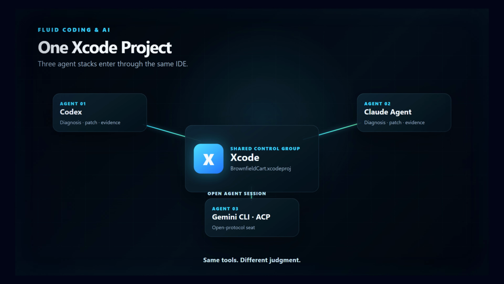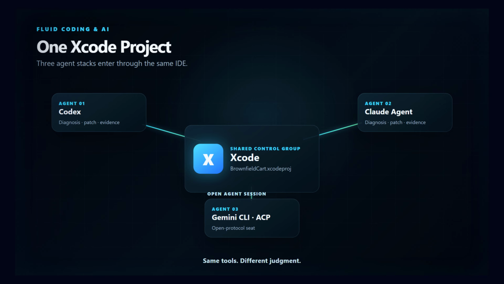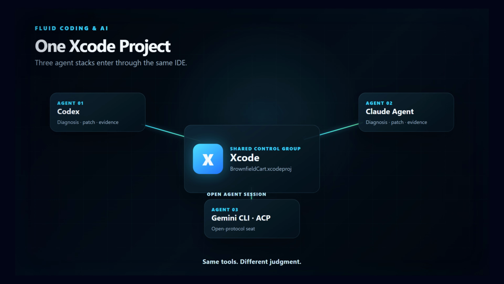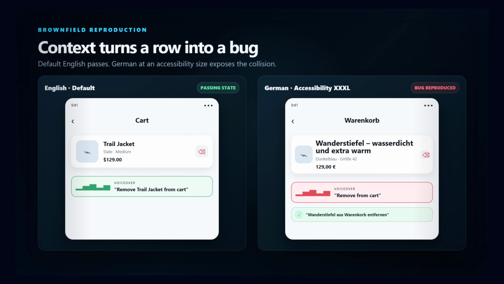3 coding agents can sit inside one Xcode project, but sharing an IDE is not the same as sharing judgment. The real test is whether Codex, Claude, and an open protocol agent can leave behind fixes that are equally correct, visible, and reviewable. Start with a bug that only appears when context collides.